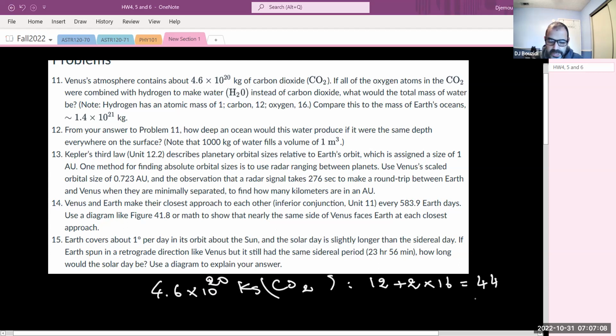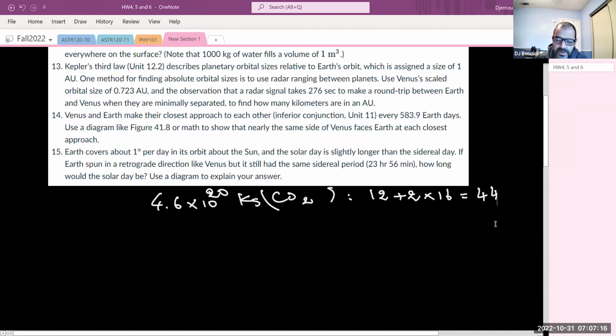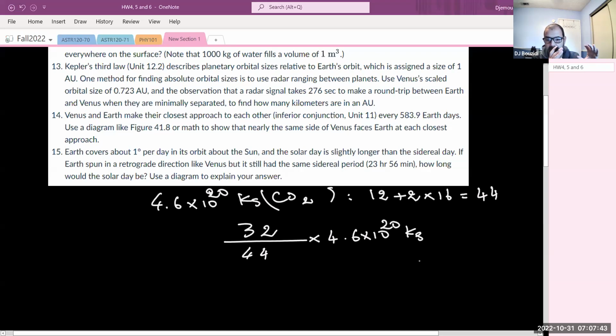Now, the key question in here is that out of this, of course, we're going to extract the oxygen. And the oxygen in this represents 32 out of 44, because you have 2 times 16, which is 32, and 44 is the entire molar mass of carbon dioxide. Obviously, the entire mass of oxygen that we're going to extract from this carbon dioxide is going to be this much. So this is going to be in kilograms, because this is how much oxygen you will have.